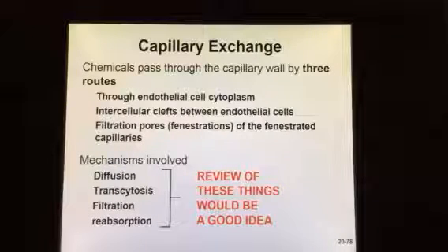So chemicals can go through, and again, I probably would use the word molecule, but they pass through the capillary wall three different routes. They can go straight through the endothelial cell cytoplasm. They can fit through those intercellular clefts between the cells. They're kind of little gaps, if you will. Or they can go through the pores in the fenestrated capillaries that we talked about previously. So some of the mechanisms involved, or the processes by which these chemicals move through cells or in between cells, are diffusion, transcytosis, filtration, and reabsorption. We're going to focus on each of those.